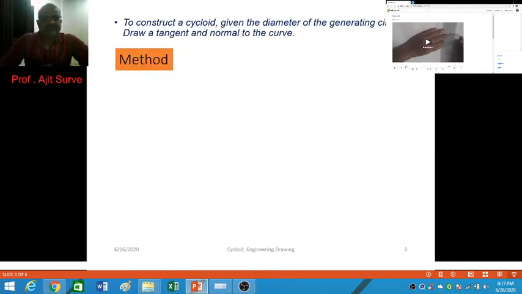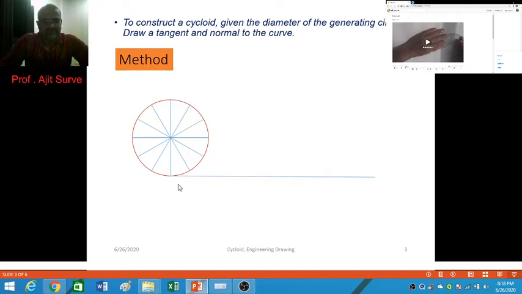So how to construct the cycloids? To construct the cycloid of the given diameter of the generating circle, how to draw this one? The circle is rolling over another straight line. So what is the method? We'll discuss the method here. First of all, I will draw the circle. I will draw a line tangential to this circle. I will divide the circle into an equal number of divisions. Suppose I make 12 divisions here, and this is the line over which the circle rolls.